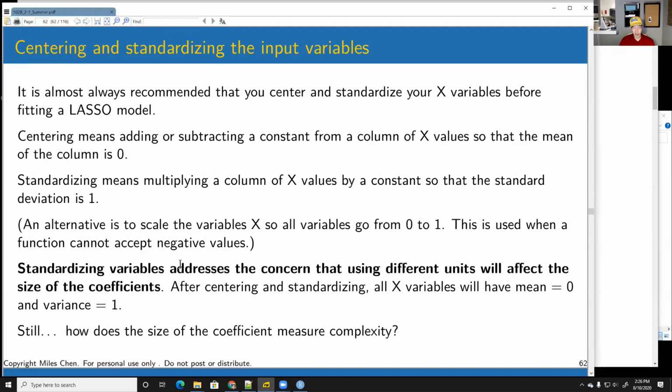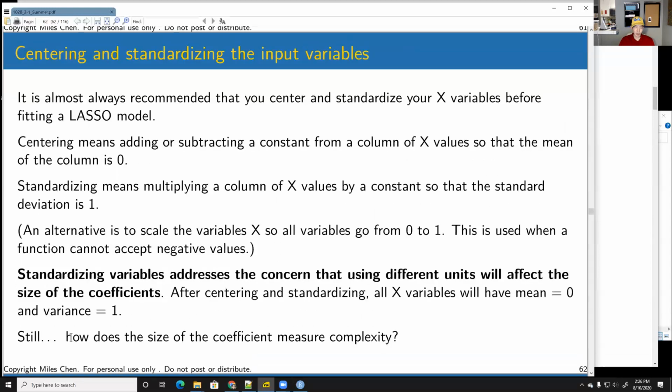Okay, and standardizing variables addresses the concern that using different units will affect the size of the coefficients. After centering and standardizing, all variables will have mean 0 and variance equal to 1. An alternative is to scale the x so they go from 0 to 1. This is used if the function can't accept negative values. So rather than having a mean 0 and standard deviation 1, you can scale them so they all go from 0 to 1 in case you're using like the log function and you can't have a negative value.